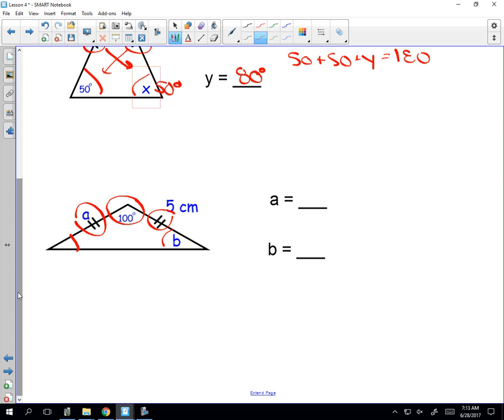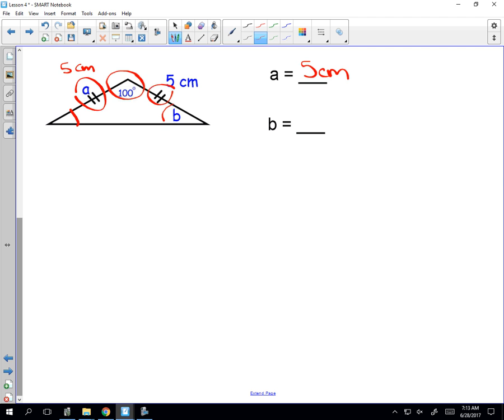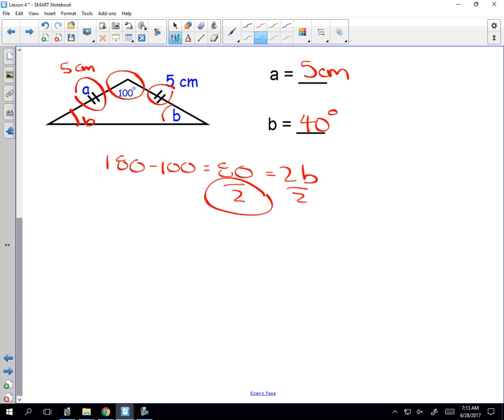Understanding that the tick marks show us that we have congruent side lengths, or side lengths that are the same measurement. And now to find the base angles, once again, it's whatever is left over from the 180. So 180 minus 100 equals 80. The 80 is equal to the two b's. So we divide both sides by 2, and we get b equals 40 degrees. So each of the base angles is 40 degrees. The most common mistake in this situation is forgetting to divide by 2.